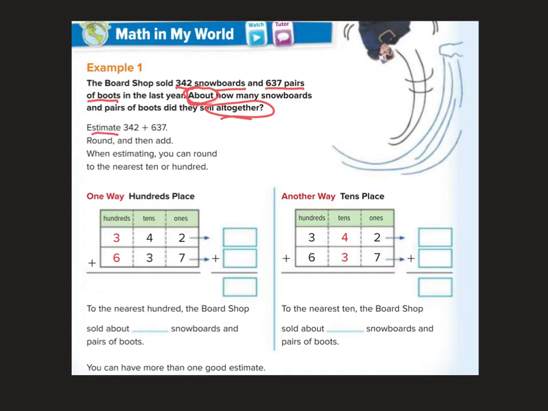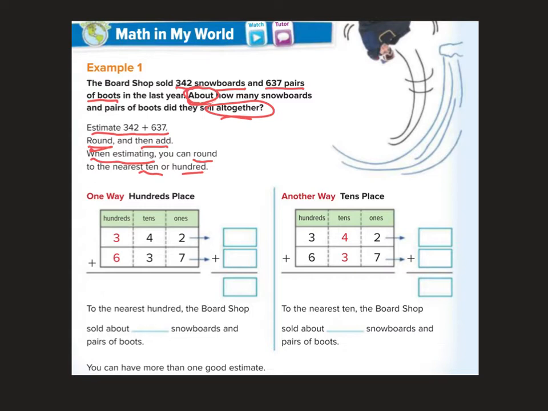So if we're estimating 342 plus 637, we should round first, then add. Okay, whenever we're estimating, we want to do it before we add. We want to round first before we add. When estimating, you can round to the nearest 10 or 100. Okay, we have to go back to last chapter when we were talking rounding.